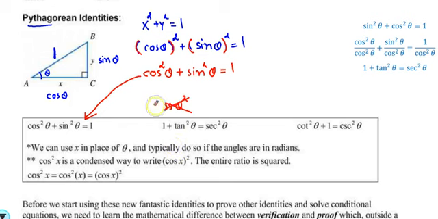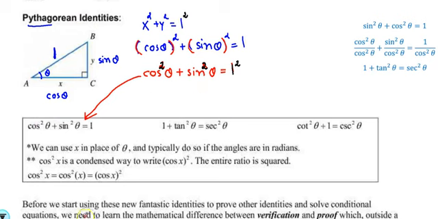The most common mistake is students take the square root and write cosine theta plus sine theta is equal to 1, which is not true. You cannot take a square root. This identity is only true for 1 squared. You should write 1 squared because that's what it is, so you cannot take a square root. These Pythagorean identities are only for squares. You can never write a fourth power.